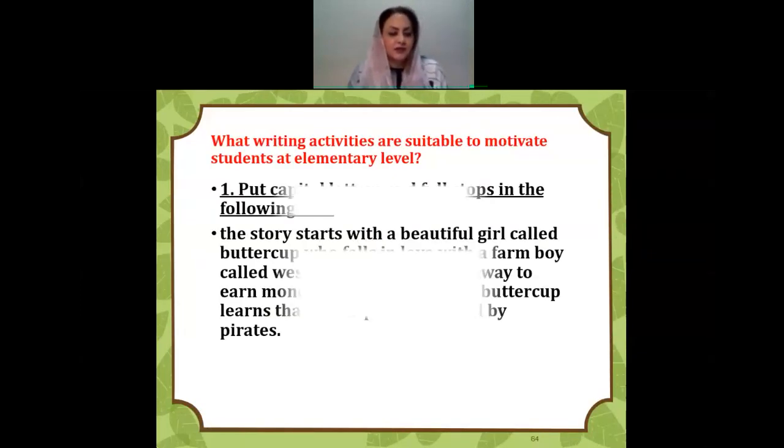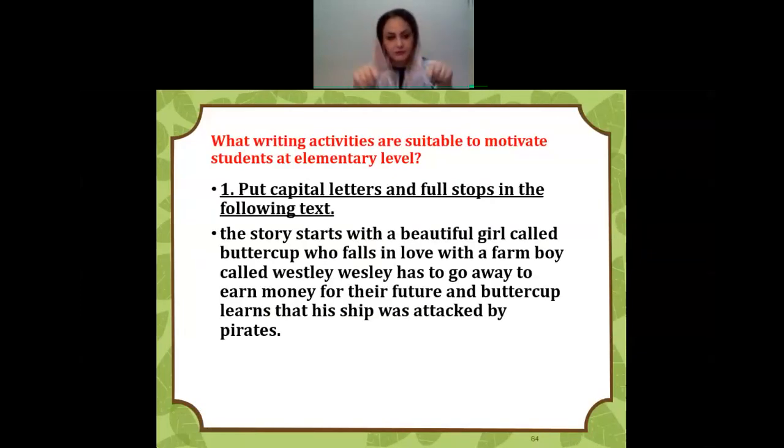Okay, so for example here, put capital letters and full stops. You can give them a paragraph and they have to correct it. So they practice how to start the sentence with a capital letter. When to put full stops or commas, comma, full stop, or period. Or write names with capital letters. And this is another one.